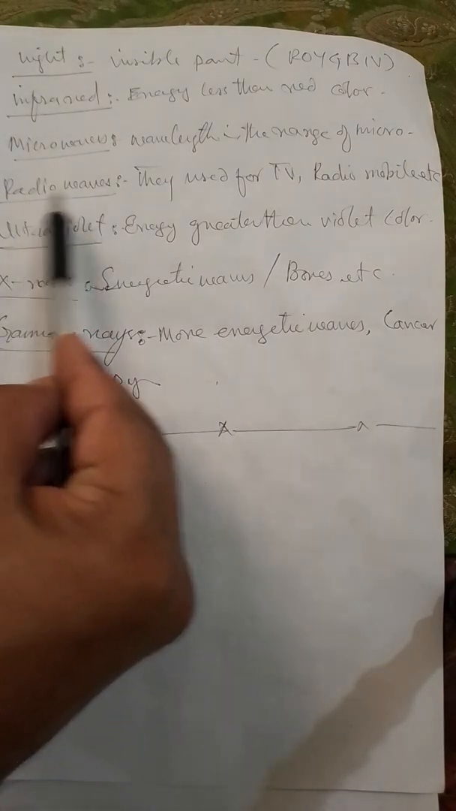They are commonly produced by electromagnetic oscillation in an electric circuit, as in the case of the microwave oven. Microwaves are often used to transmit telephone conversations. The next part is radio waves.